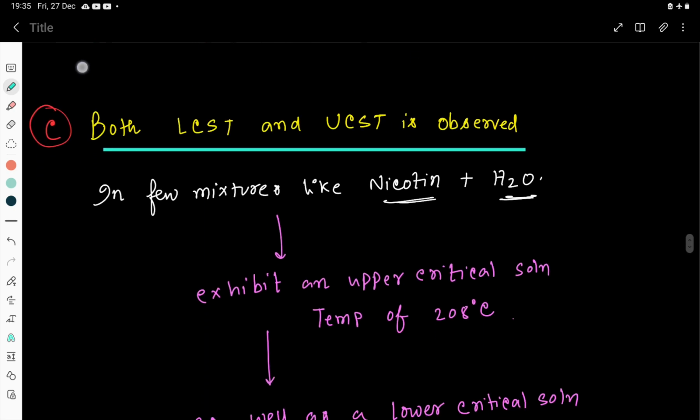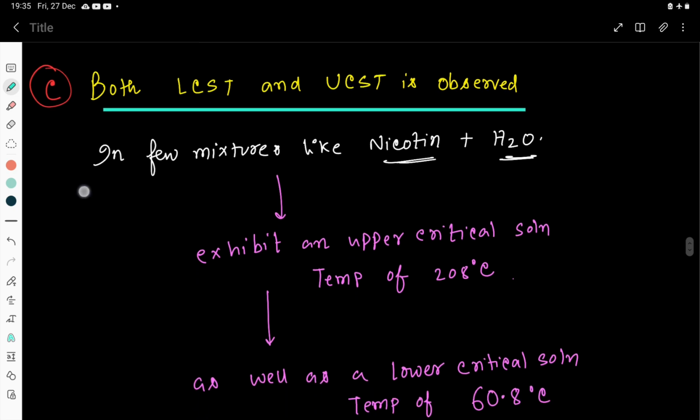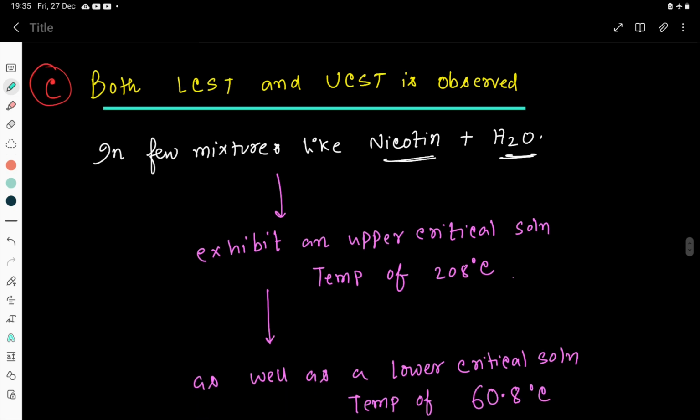Now we are coming to the third case. The third case is that there are some solutions which show both UCST and LCST. That means they show both upper critical solution temperature as well as lower critical solution temperature. For example, in few mixtures like nicotine and water. This solution shows UCST as well as LCST.